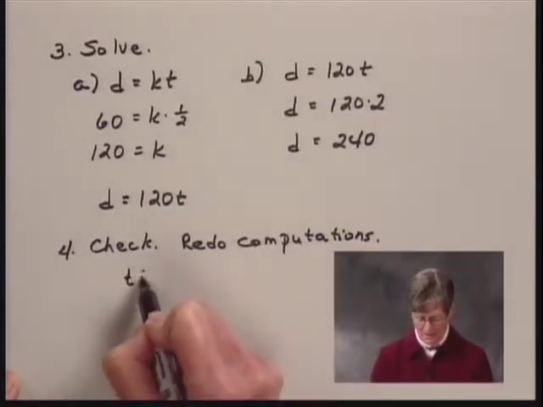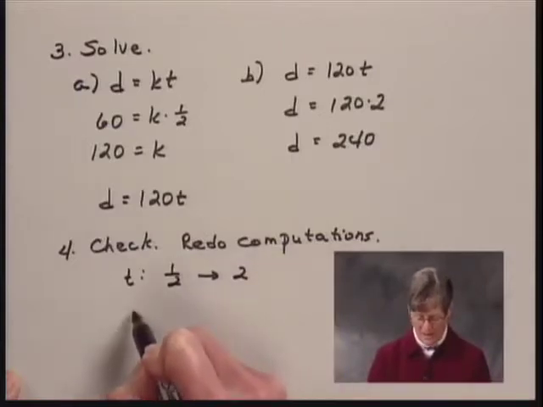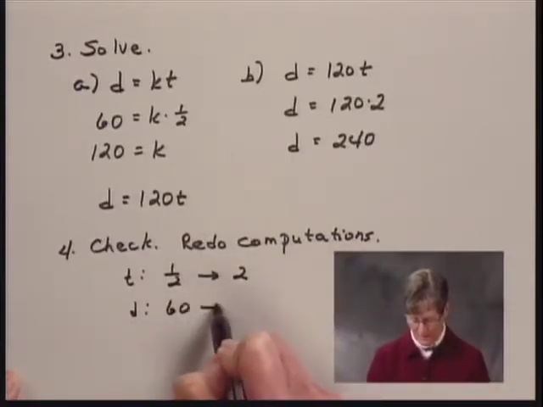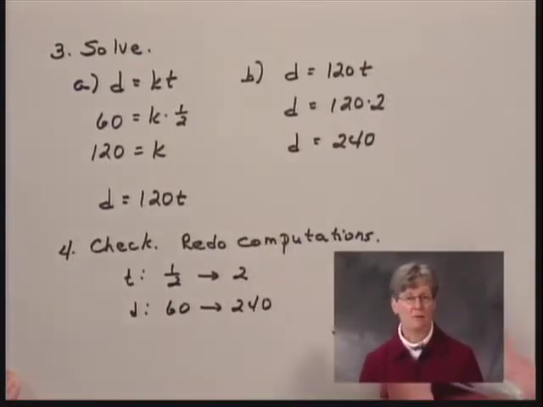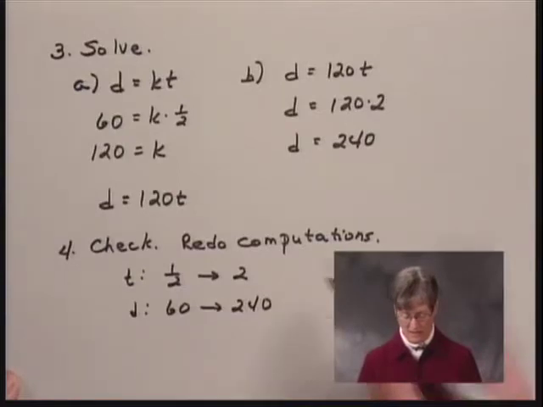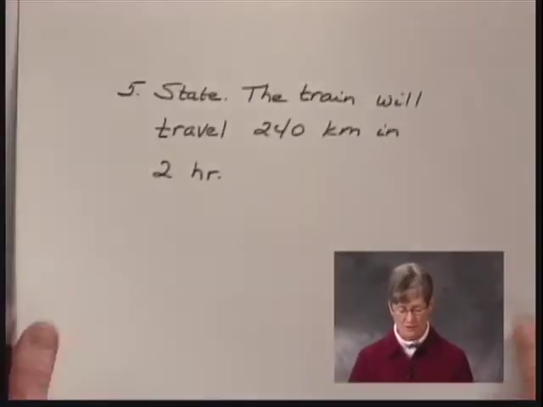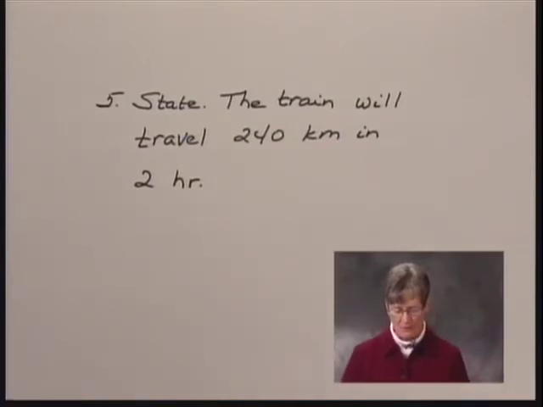The time increased from 1/2 hour to 2 hours, and when that happened, the distance that the train traveled increased from 60 kilometers to 240 kilometers, and this is exactly what we would expect with direct variation. As the time increases, so should the distance. So that tells us that our answer seems reasonable. And we're ready to move to the 5th step in the process, which is to state the answer. We say the train will travel 240 kilometers in 2 hours.